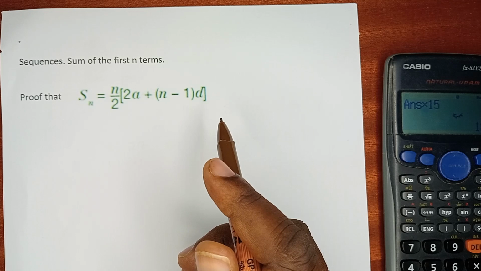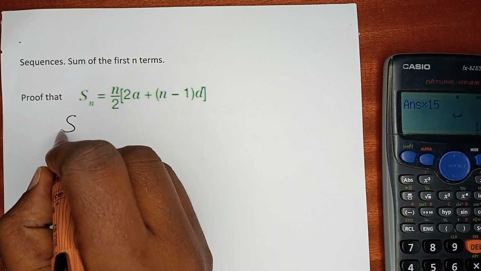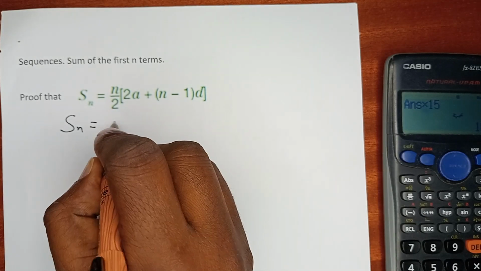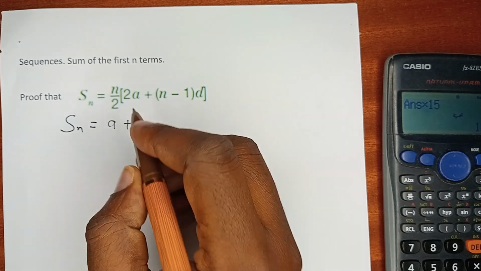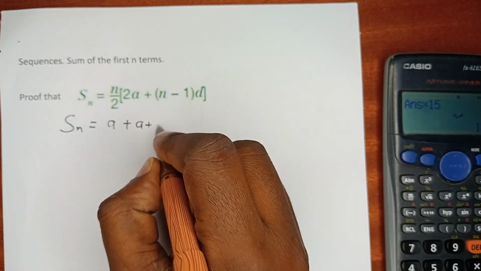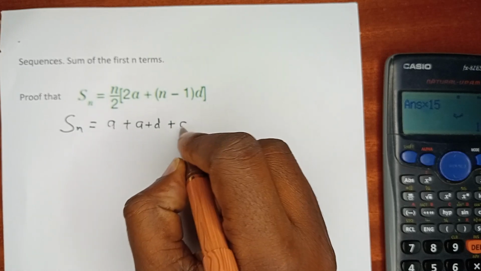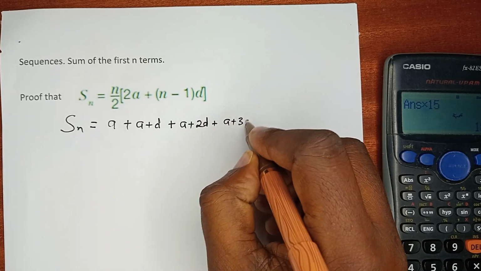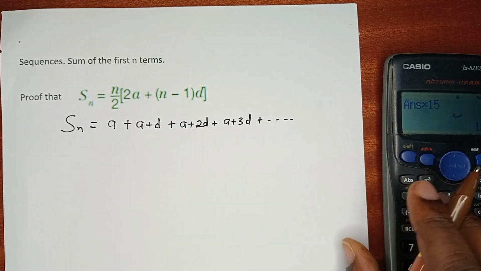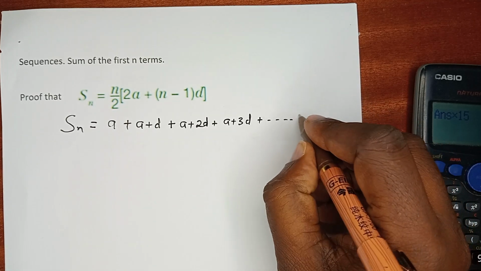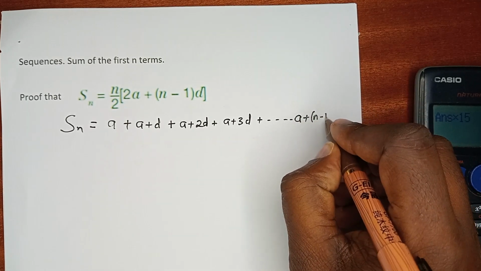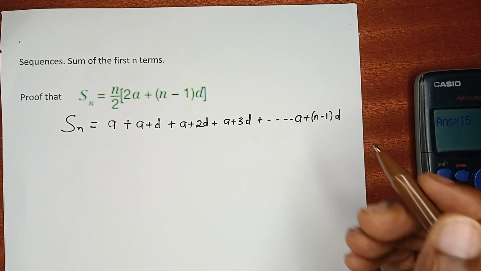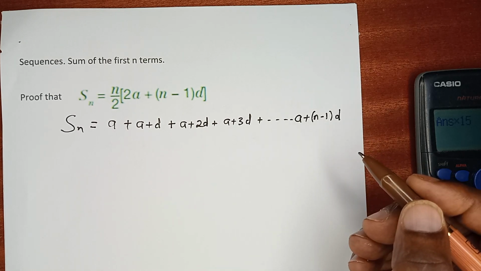One thing that you should know is that the sum of the first n terms of an arithmetic sequence is given by a, that is the first term, plus the second term, which is a plus d, plus the third term, which is a plus 2d, plus the fourth term, which is a plus 3d, plus so many terms until plus the last term, which is a plus (n minus 1)d. And we have narrated before how all this comes about. If you have forgotten, just visit one of my previous videos.